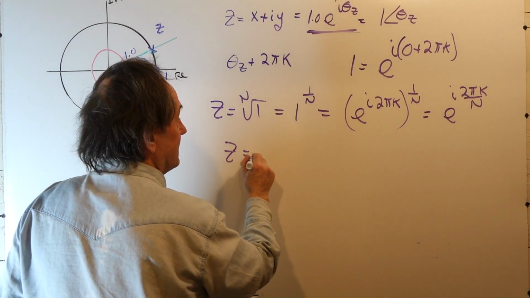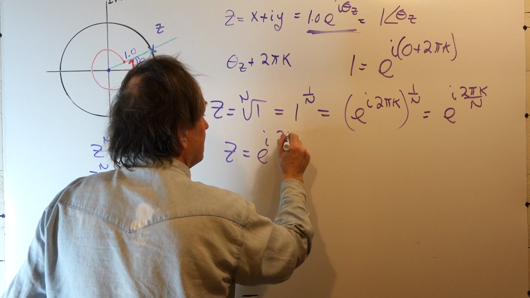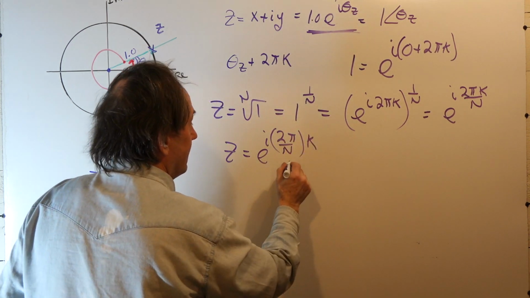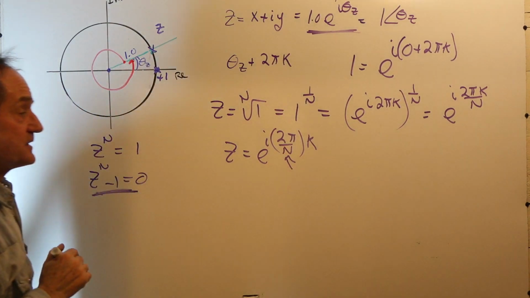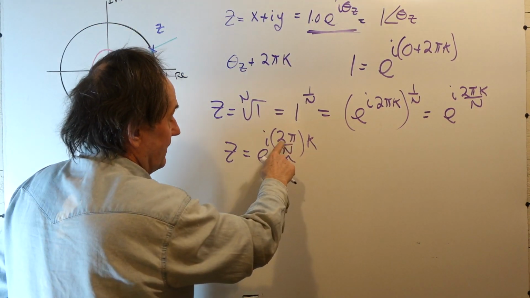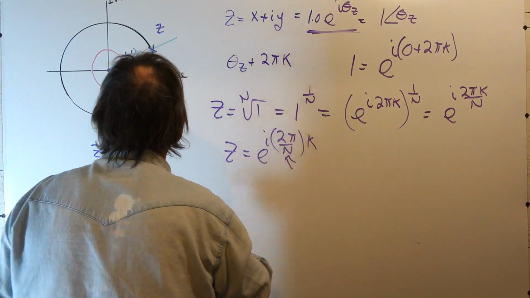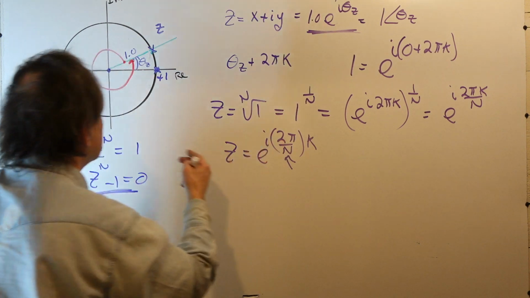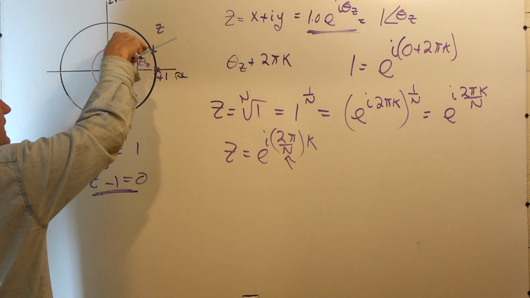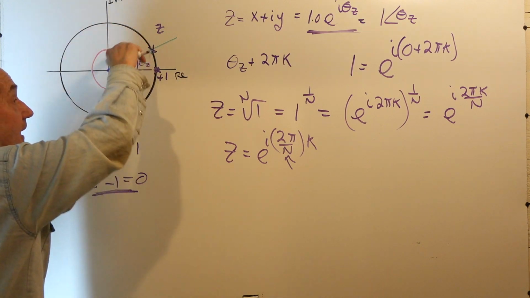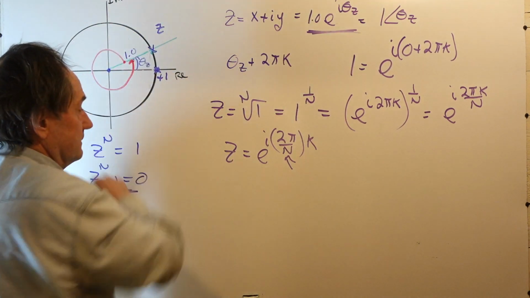So z equals e to the i 2 pi over n times k. And what is this? This is the angular separation between the roots. What we determine is that you take the power, you divide it into 2 pi or 360 degrees, and that gives you the even spacing between the roots on how they lie on the unit circle.